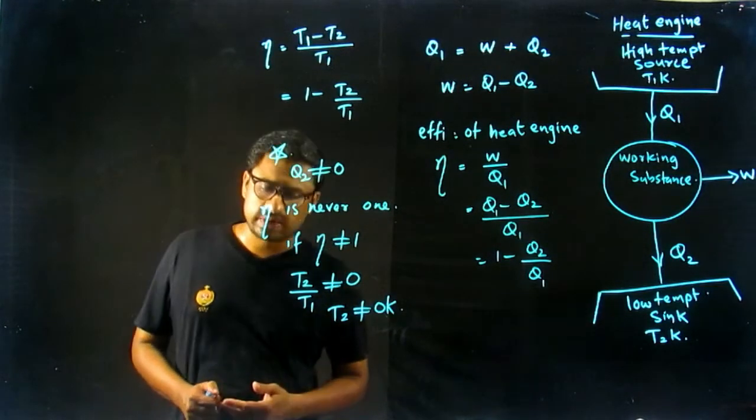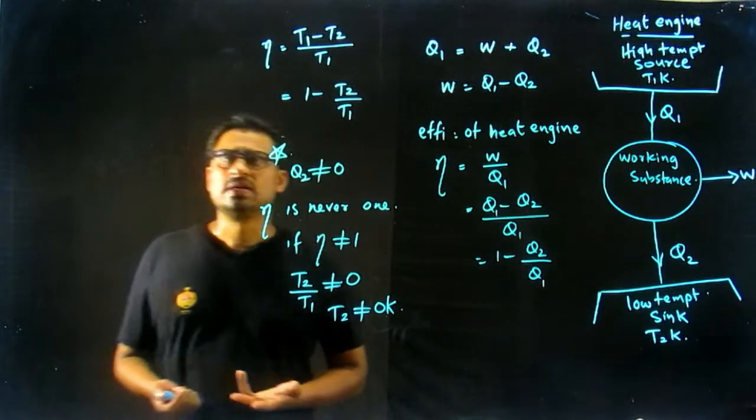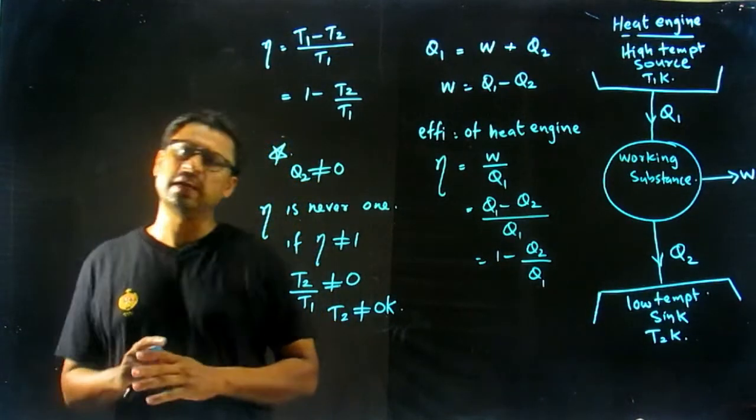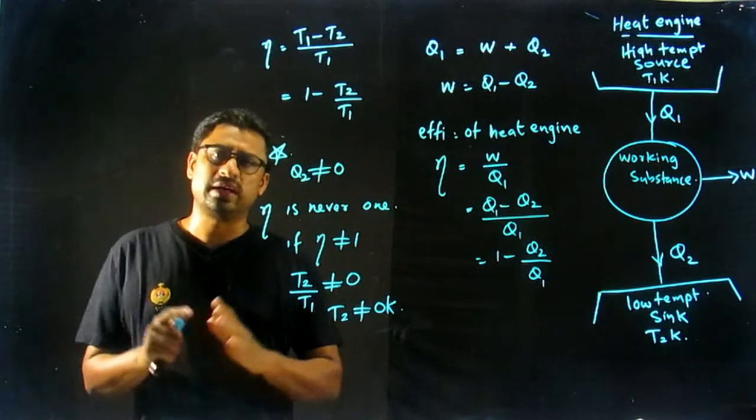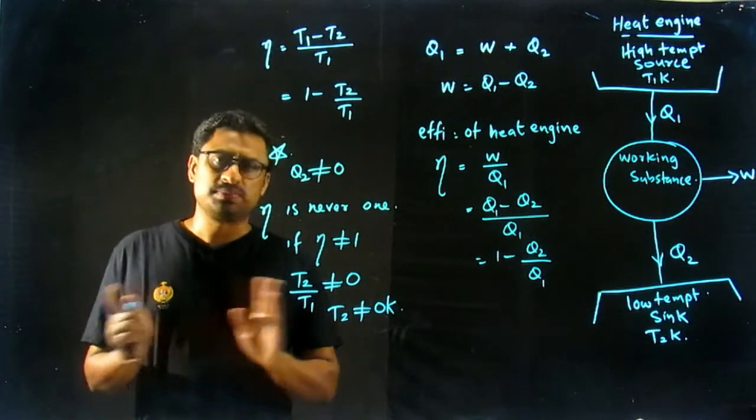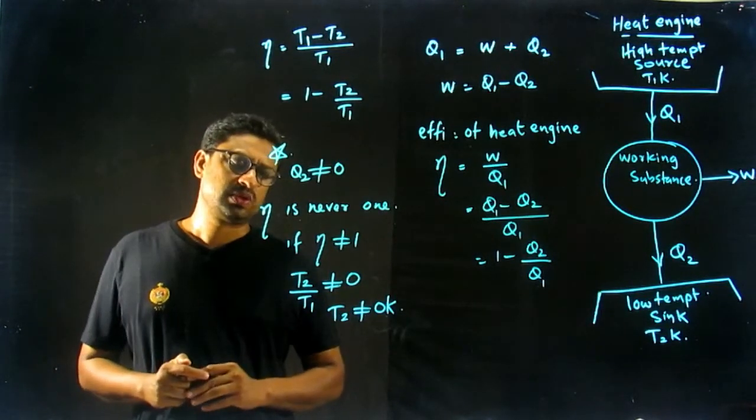Actually, from kinetic theory of gases, we understood what 0 Kelvin is. 0 Kelvin is that temperature at which the entire motion ceases or entire motion stops. Such a temperature is not possible at all.